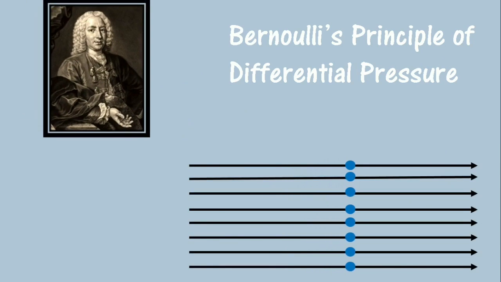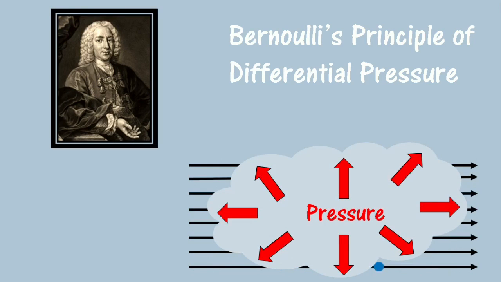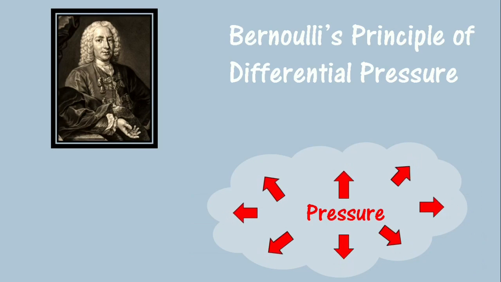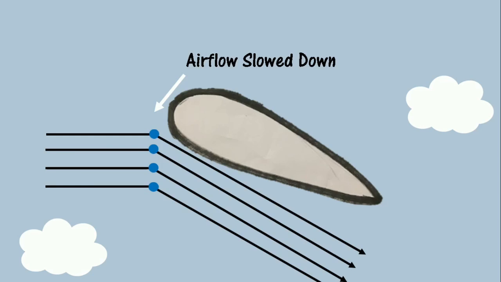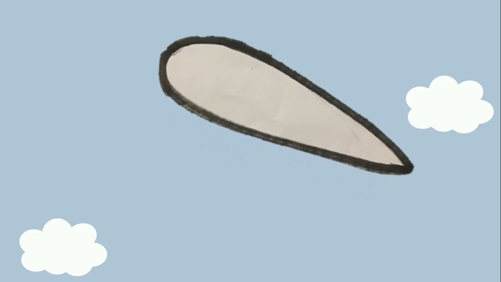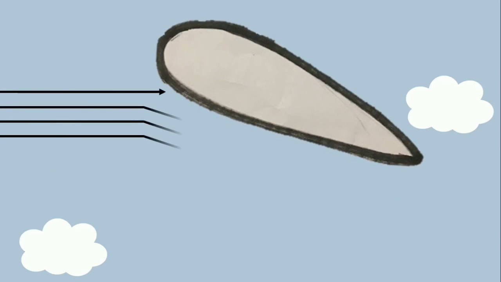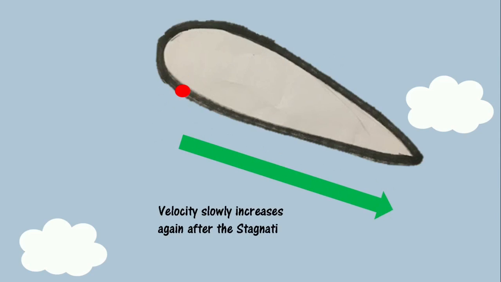We can also explain lift using Bernoulli's principle of differential pressure. It simply states that as the velocity of a moving fluid increases, the pressure within the fluid decreases. So, when an airflow passes under an inclined airfoil, it is deflected downwards. This action exerts pressure on the incoming airflow as the air passing underneath is slowed down. The airflow's velocity decreases rapidly as it meets the airfoil, but there is one point in particular where the pressure exerted is strongest and the velocity is virtually stopped. This is called the stagnation point. After this point, the velocity then proceeds to increase again as it approaches the trailing edge.